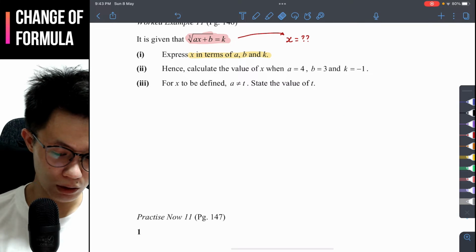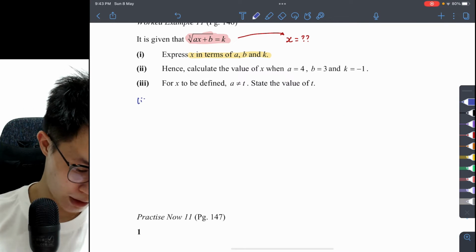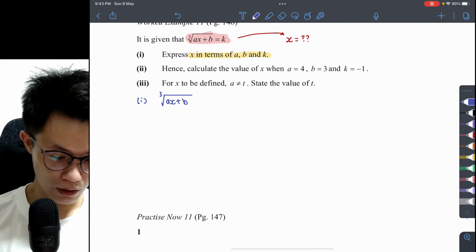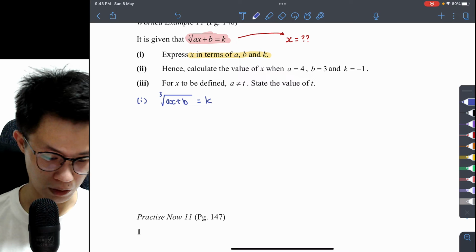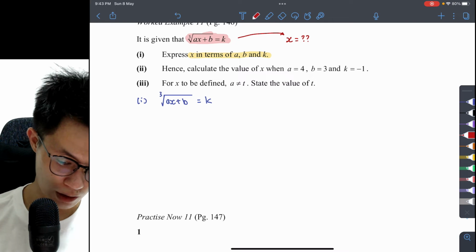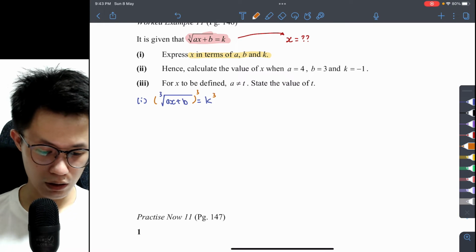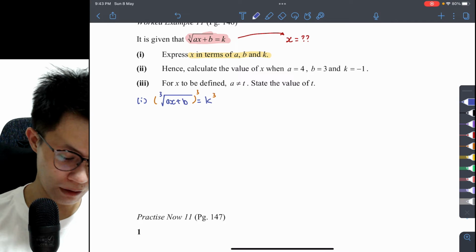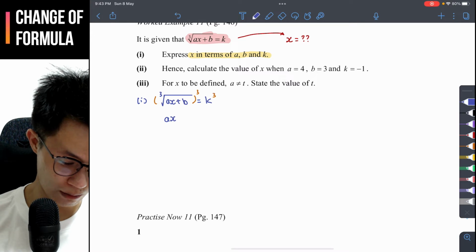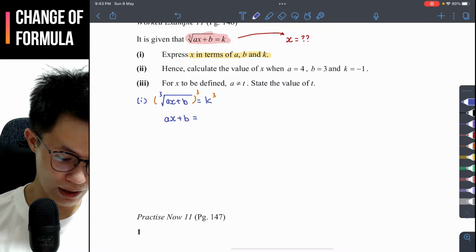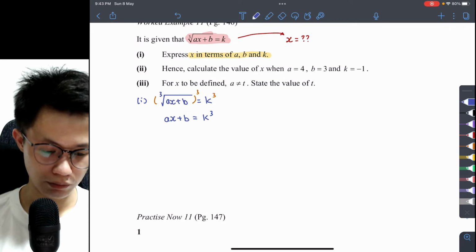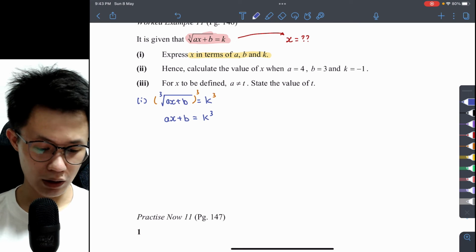So what I'm going to do here is simply, number one, start from the original formula. So you definitely have to start from the original formula. And what we're going to do is cube both sides. So I'm going to show you all in orange how I'm going to cube both sides. If I cube both sides, the cube root actually disappears. So what I have left on the left hand side is simply ax plus b, and on the right hand side, I have k cubed.